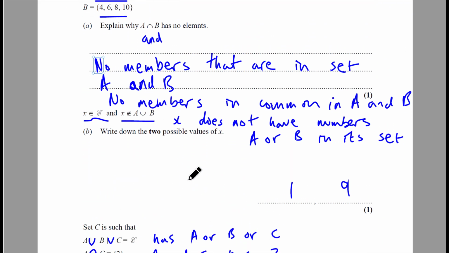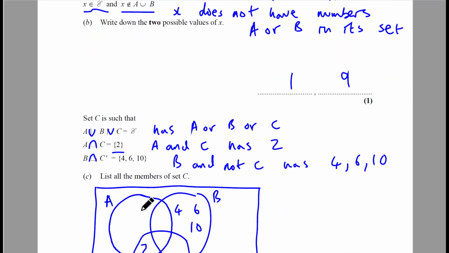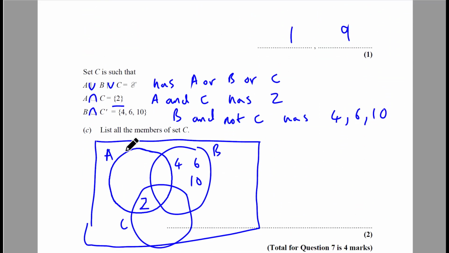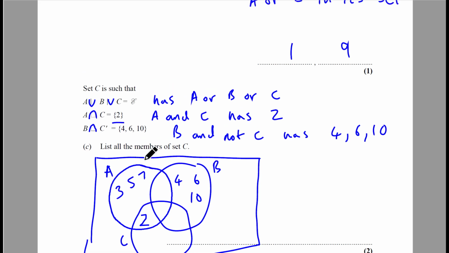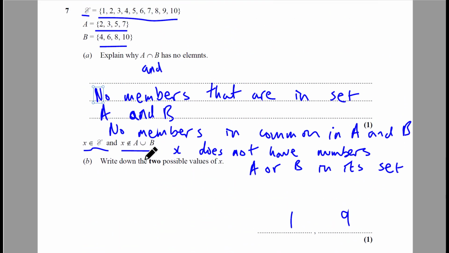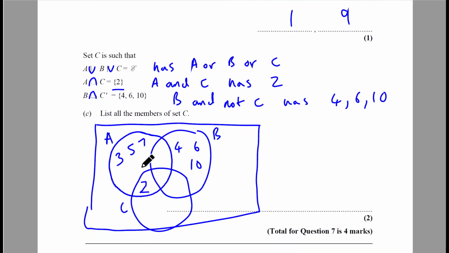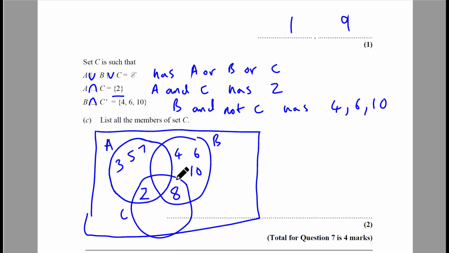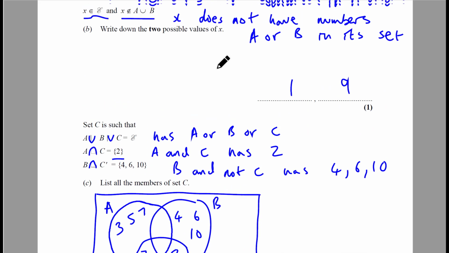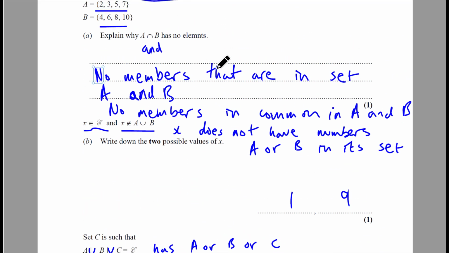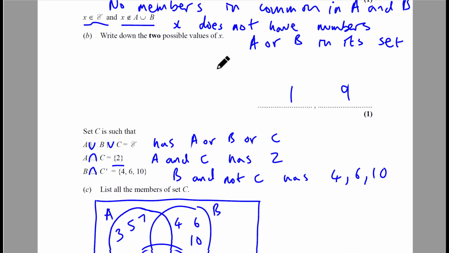A is 2, 3, 5 and 7 from above. So we've got the 2, 3, 5 and 7. Now what was B? 4, 6, 8 and 10. So we know 8 will be crossing the B and C here. And 1 and 9 from before was not in A or B, so C on its own is 1 and 9.